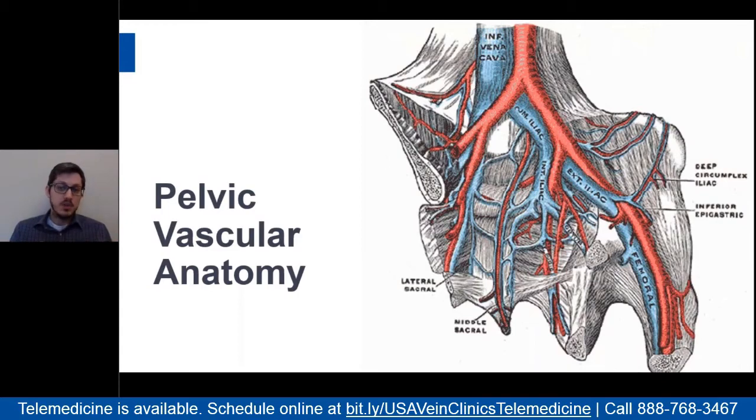This is a small picture, a small graphic of the blood vessels inside the pelvis. As you can see, there's a lot going on. The blood vessels in red are called the arteries. Blood vessels in blue are called the veins. And these are bigger veins. They're not in the legs anymore, but they can become compressed.